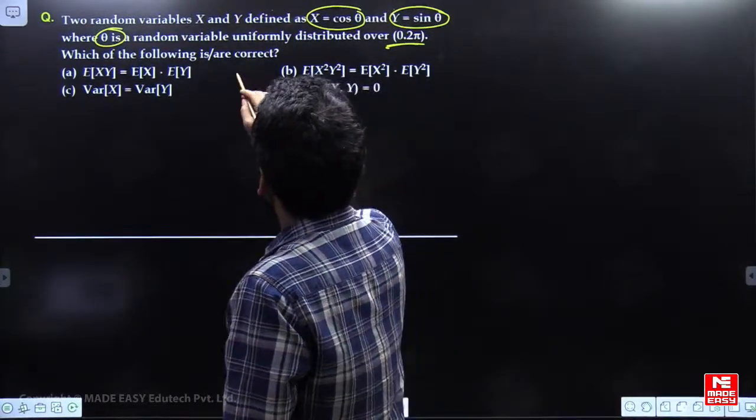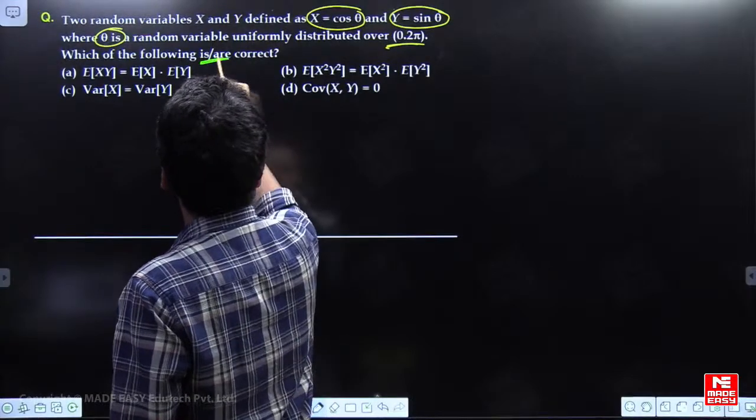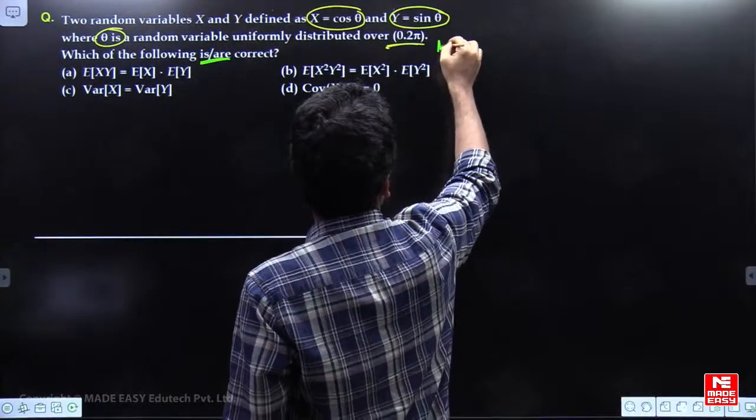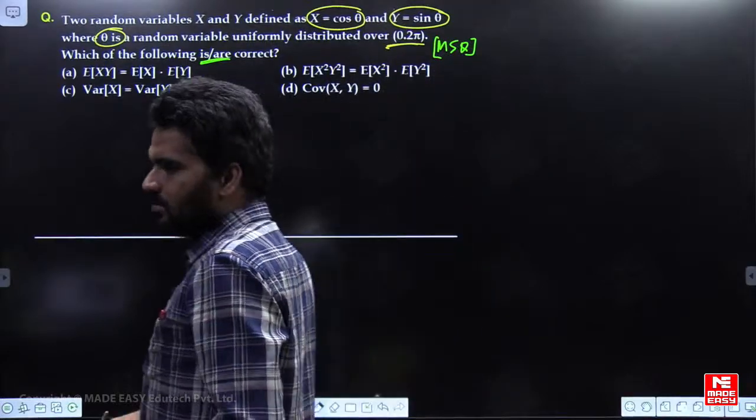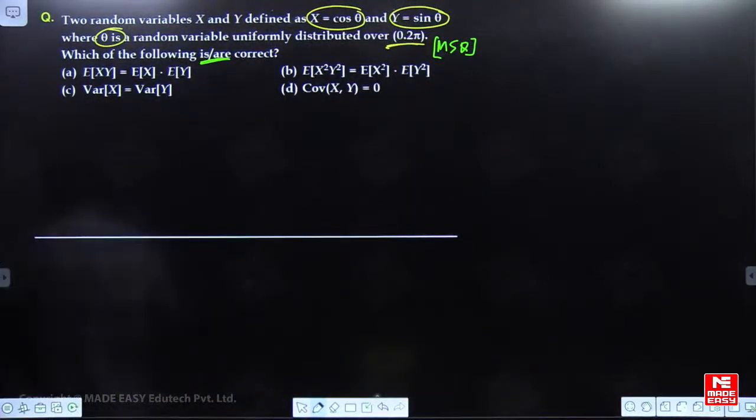I said already, if you see a phrase like this is/are, you can understand this is an MSQ type question, multiple select type question. One or more options can be correct here.